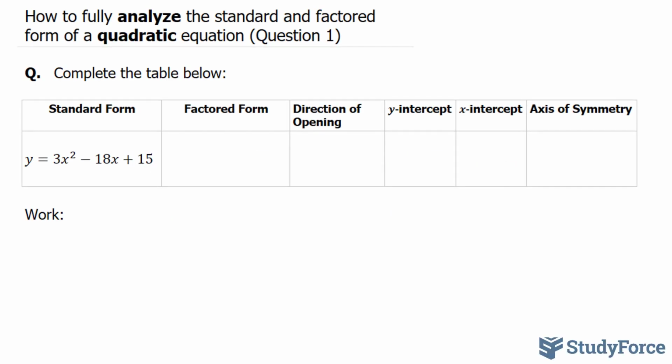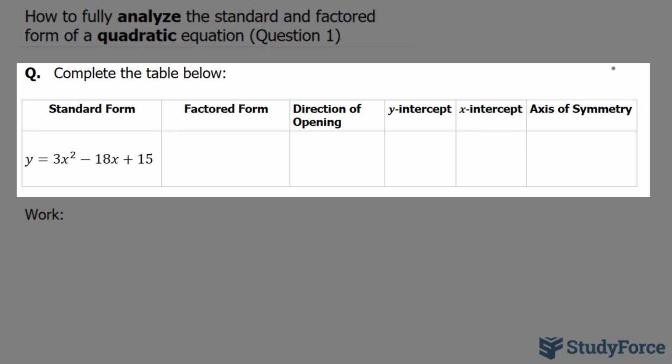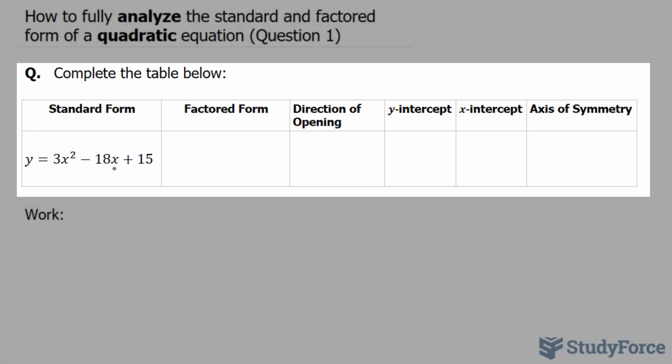In this demonstration, I'll show you how to fully analyze the standard and factored form of a quadratic equation. This is question number 1. The question is asking us to complete the table below. They want us to go from standard form to factored form. They also want us to find the direction of opening, y-intercept, x-intercept, and axis of symmetry.